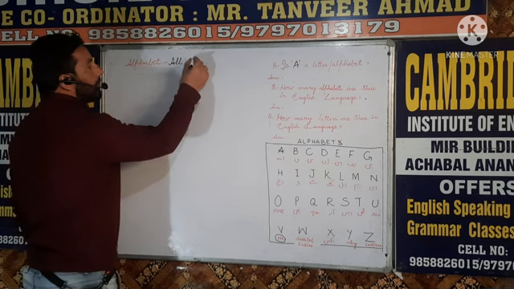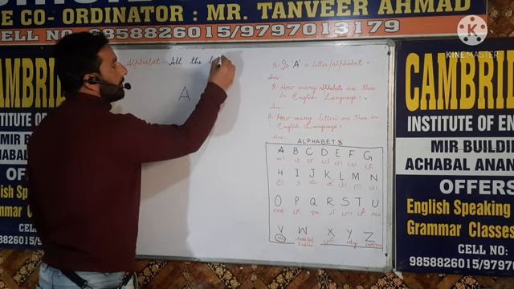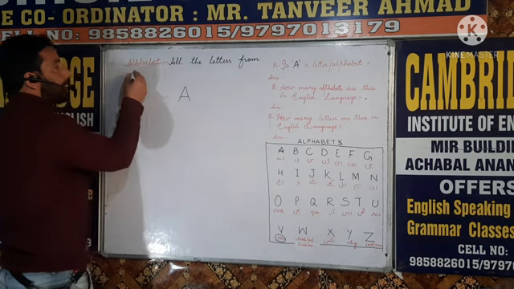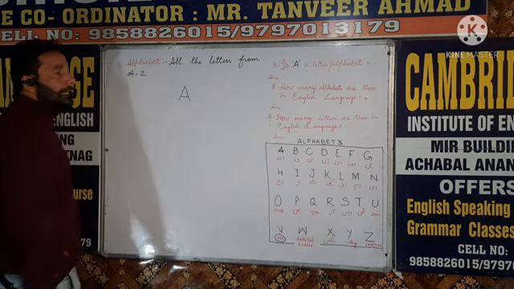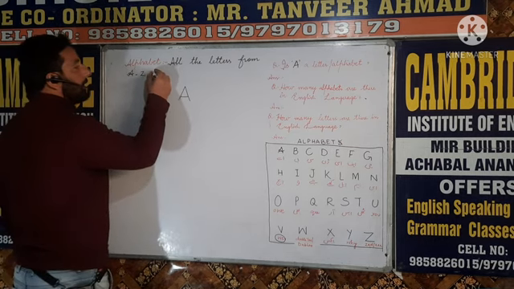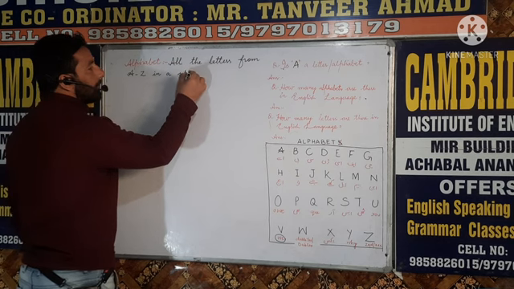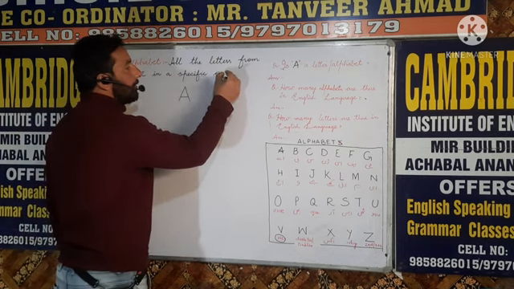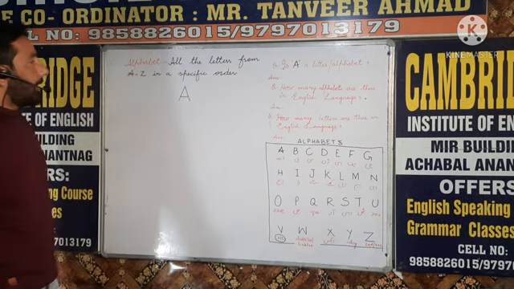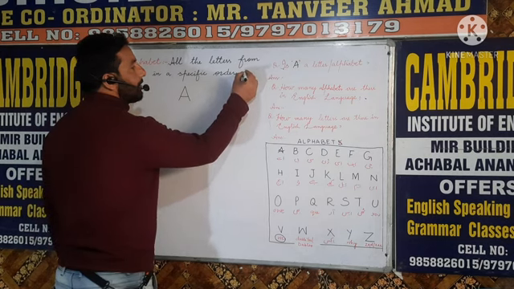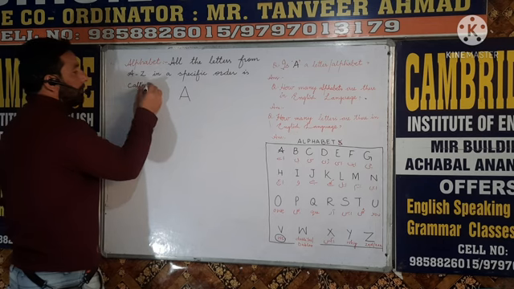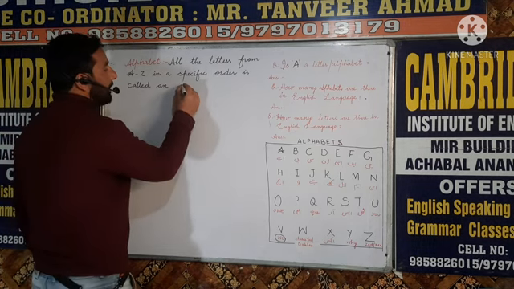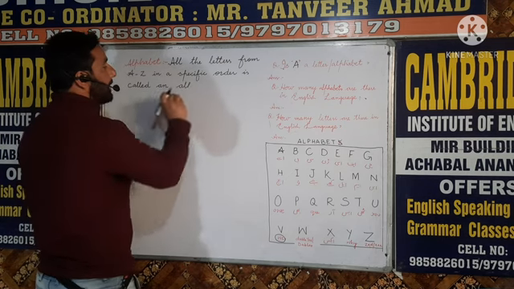All the letters from A to Z in a specific order is called an alphabet.